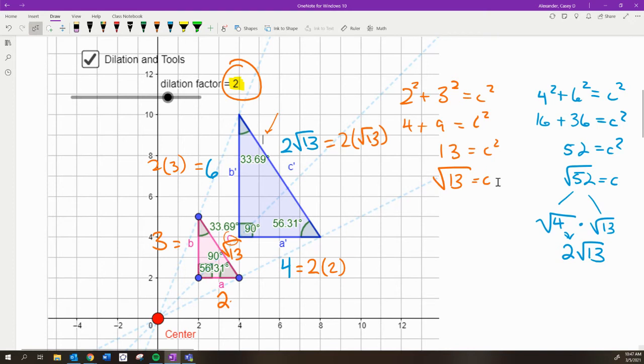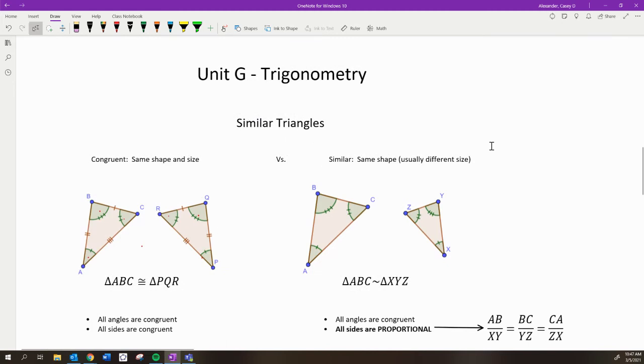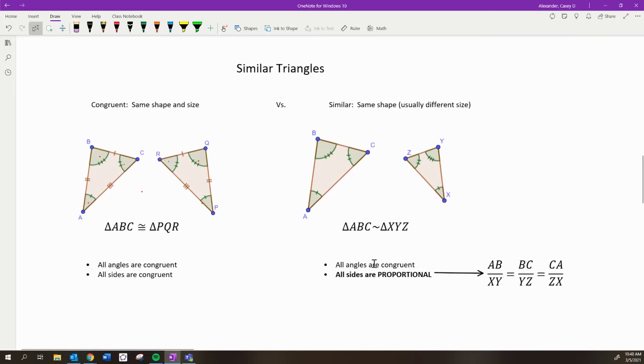And so that's a couple things I really wanted you to note about similar triangles. The angles are the same, okay, but the sides are proportional. And so then we went on and I gave everybody these notes. They're posted on Schoology. We already know about congruent triangles. They're just the same size and shape. So all the angles are congruent in congruent triangles, and all the sides are congruent in congruent triangles.